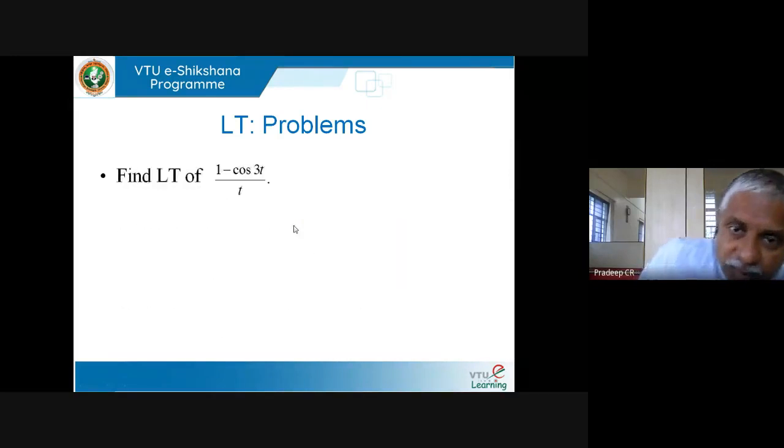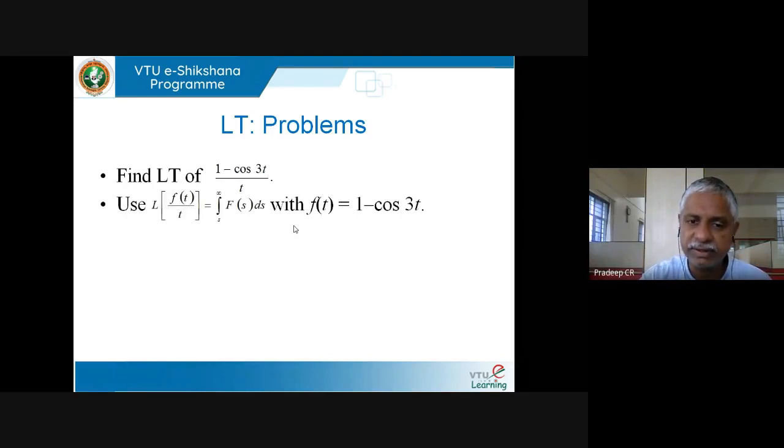So this is the problem. (1 minus cos 3t) by t. I want to find Laplace of this. So I use this formula. Laplace of f(t) by t is the integral of F of s ds from s to infinity, with f(t) equal to 1 minus cos 3t. If f(t) is 1 minus cos 3t, what is capital F of s? That means what is the Laplace of this? Laplace of this is capital F of s.